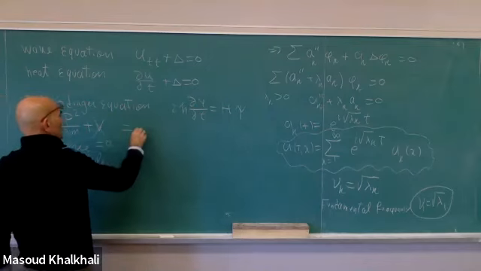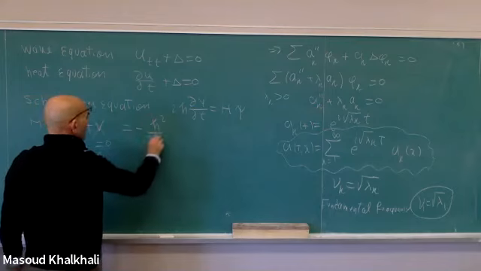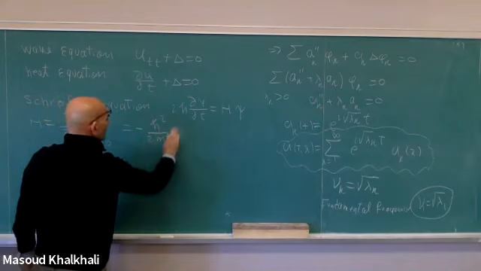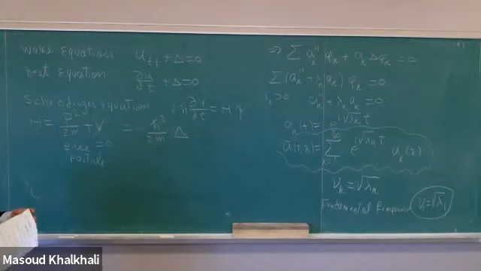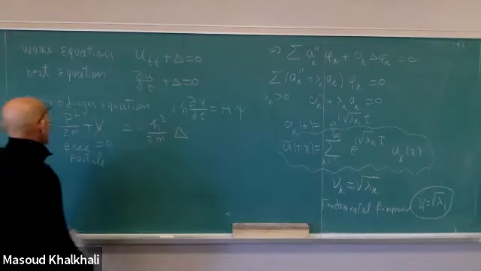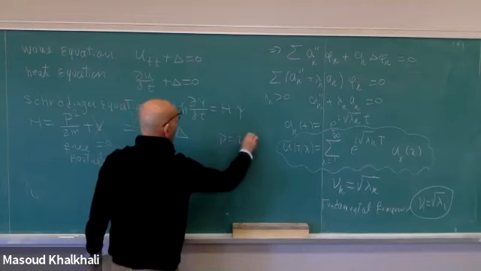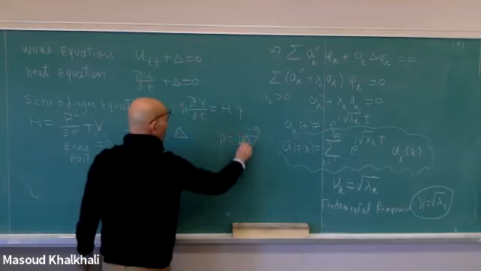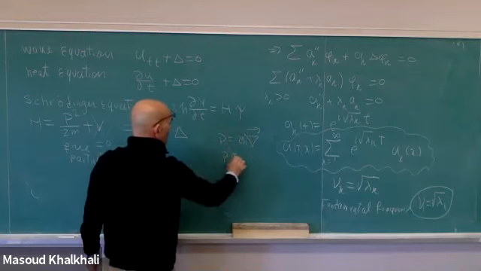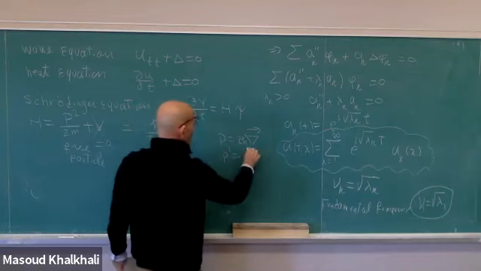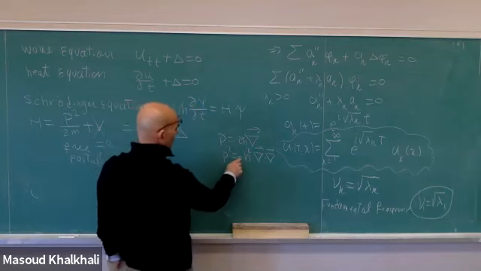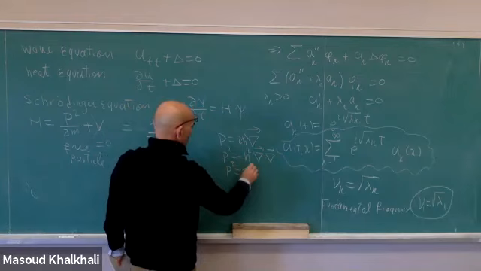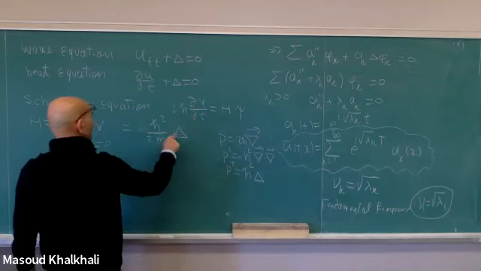So this turns out to be equal to minus ħ²/2m Laplacian, because p is really iħ times the gradient. If you square it, you get minus ħ² gradient dot gradient, but that's exactly the Laplacian with a minus sign. So it's minus ħ²/2m Laplacian. So it's this one.